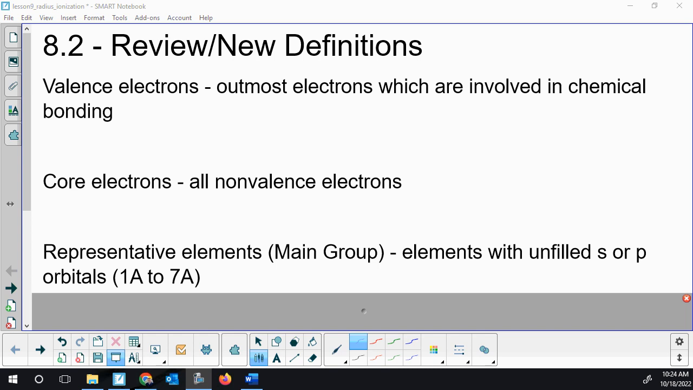So we've talked about valence electrons. I want to get that formally in your notes. The valence electrons are the outermost electrons. They're going to be really important when we get to chemical bonding.